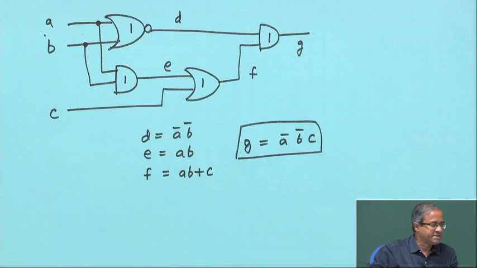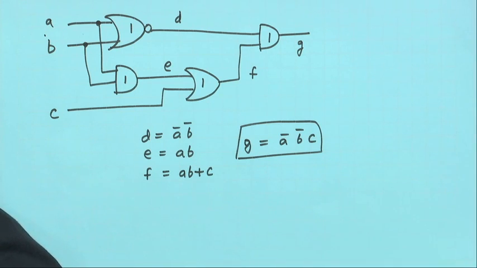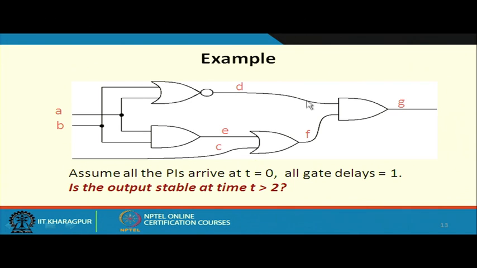Now, in this example, we assume that all the primary inputs are arriving at time t equal to 0, and all gate delays are 1. So, the question you are asking is: is the output stable at time t greater than 2, because 2 is our expected deadline? Here our timing analyzer told us that the delay should be 2. So, let us see whether 2 is the correct figure or not.